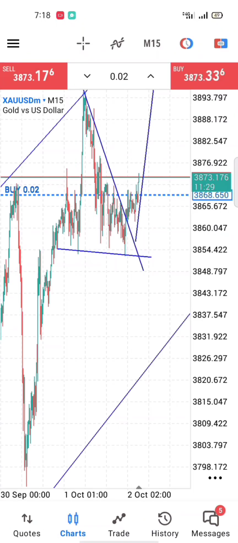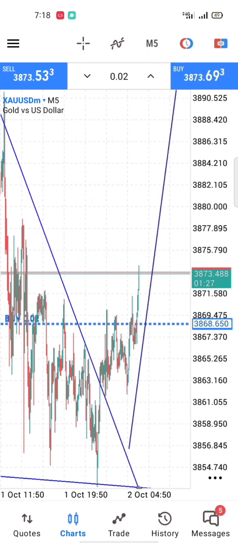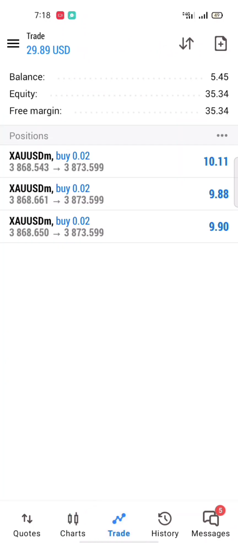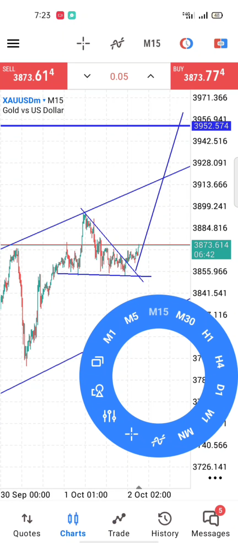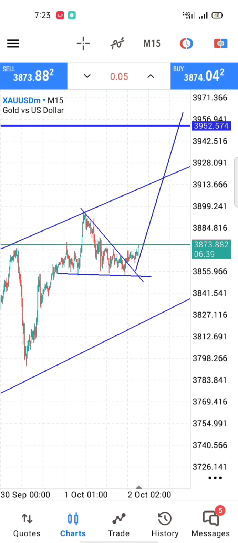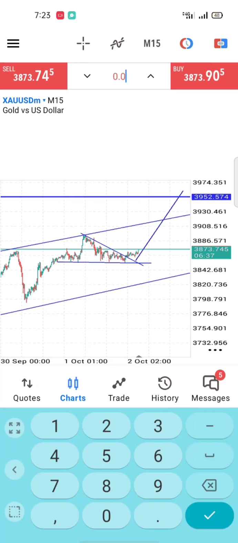So guys, the trade is currently buying massively, and we're currently up a massive profit at this point. Currently I'm closing out the trade in profit, closing the position at this point. Currently we're up $35.16. The trade bought massively and gave us huge profit to a mighty height. So guys, at this point I'll be increasing my lot size to 0.05.